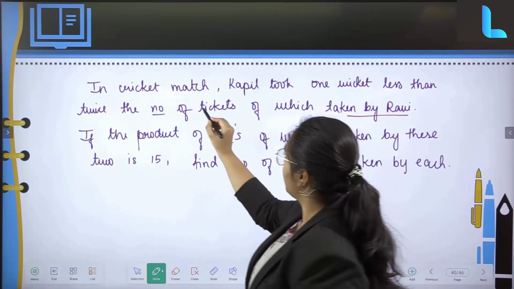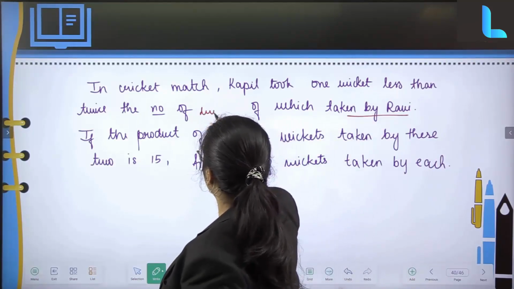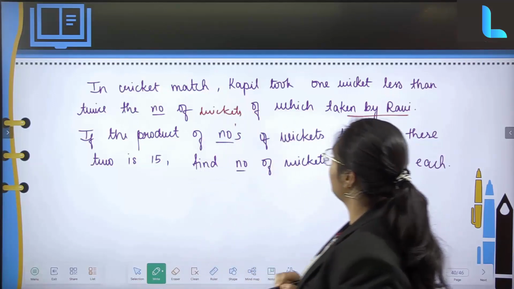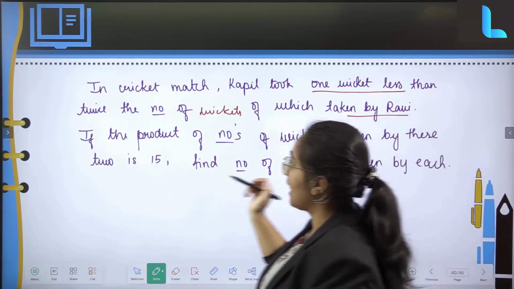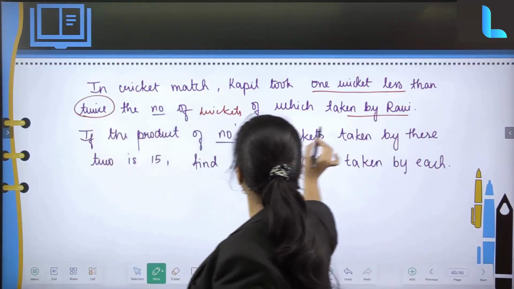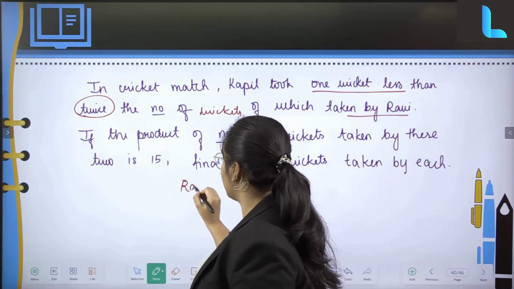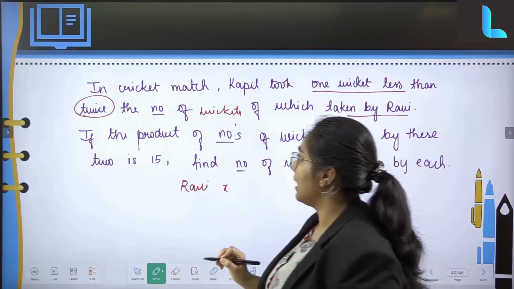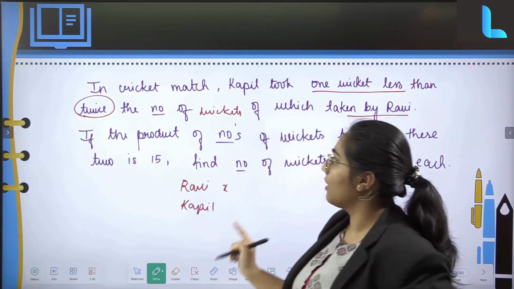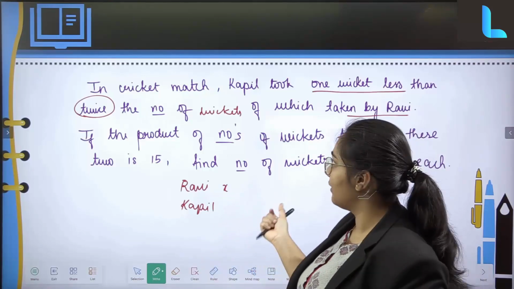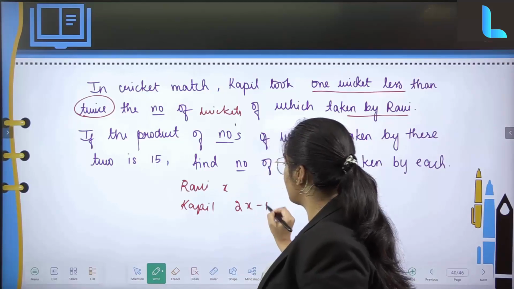Over here, it's been mistakenly written as tickets, so it is going to be wickets. In the cricket match, Kapil took 1 wicket less than twice the number of wickets taken by Ravi. First and foremost, let us consider Ravi to be x, right? So now Kapil is going to be, what have they given? Twice the number of wickets Ravi has taken, less 1, that is 2x minus 1.